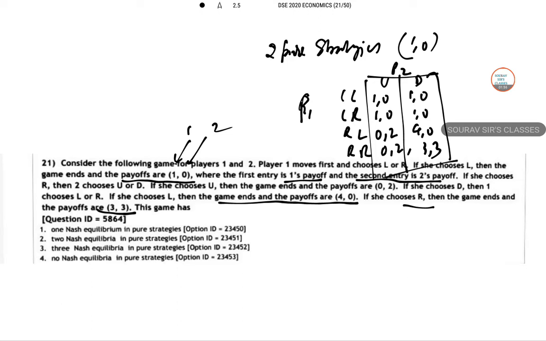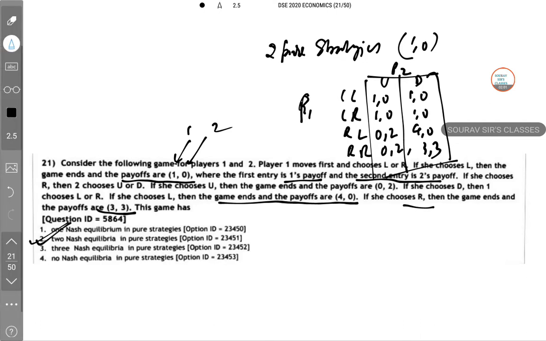So very easily there are 2 pure strategies. So obviously there are 2 Nash equilibria in pure strategies. So the answer is 2.